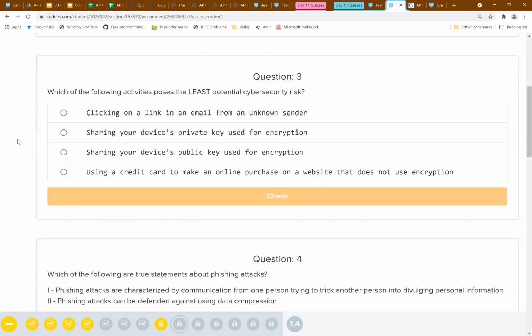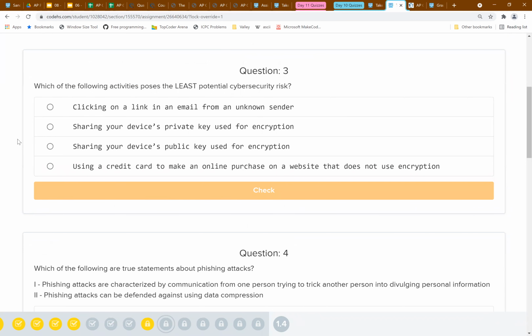Now, which of these poses the least potential cybersecurity risk? Clicking on a link in an email from an unknown sender, sharing your device's private key used for encryption, sharing your device's public key used for encryption, or using a credit card to make an online purchase on a website that does not use encryption. Well, like we talked about last time, when we have this public and private key encryption, your public key is public. Anyone can access it. So if you share your public key for encryption, that doesn't matter. That's already happening anyways. This is definitely going to pose the least risk.